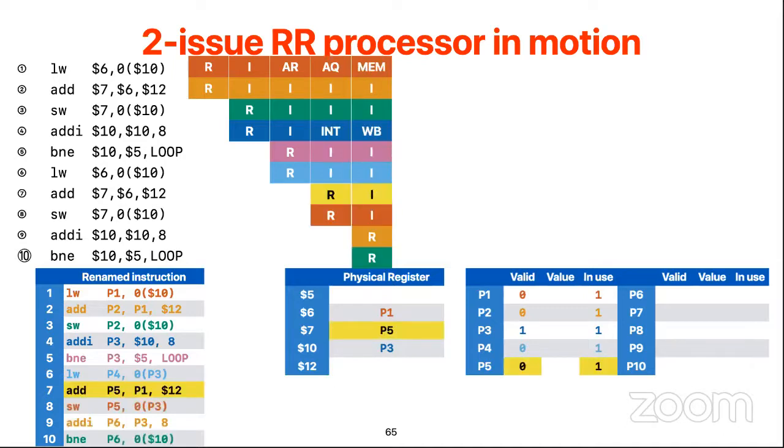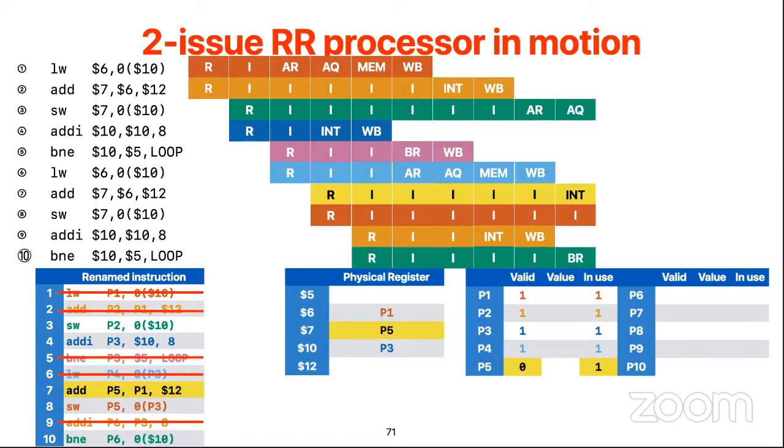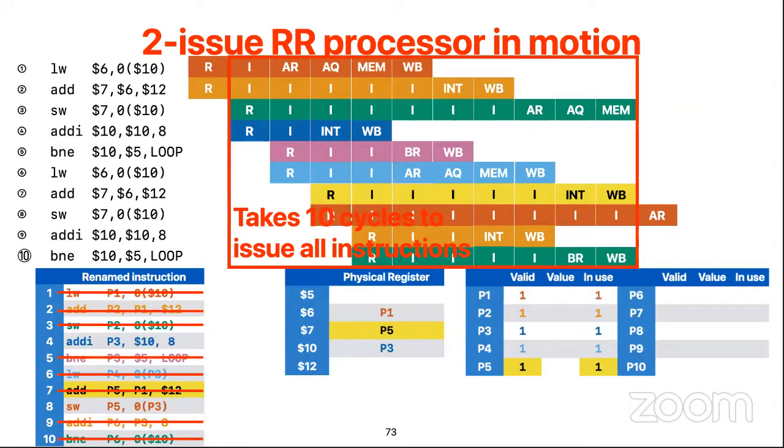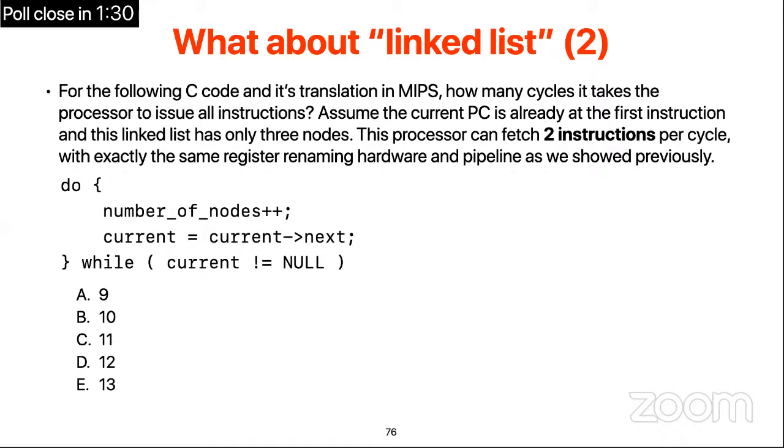And if I keep going through the pipeline, you'll figure out that there are more instructions, I just need fewer cycles to issue all instructions, right? So that's the whole idea of register renaming. And if you look, superscalar takes only two. Previously we took 12 cycles to issue all of them, but right now it only takes 10 cycles to issue all of them. So that's the superscalar register renaming.